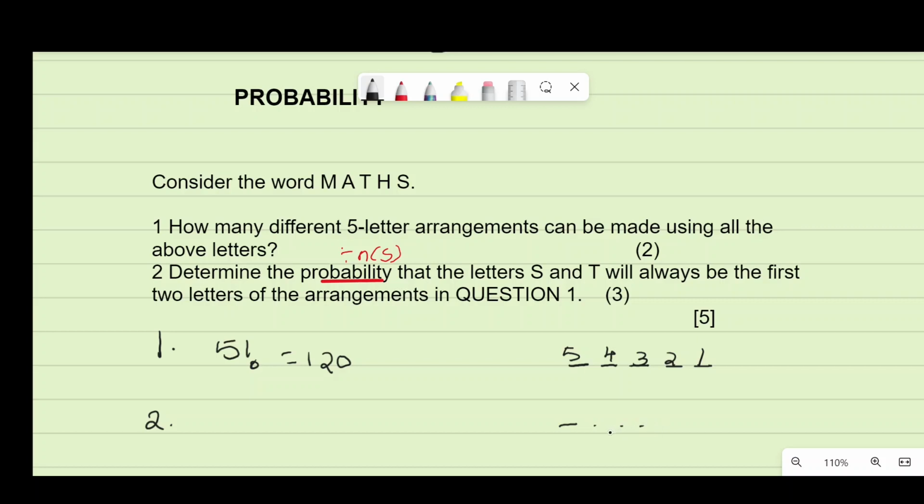Sorry, S and T will be the first 2. Okay, so it will be S or T. We don't know which can come first. It can be S or T. That means here it can be T or S. Anyone can come. So S and T will be the first 2 letters.